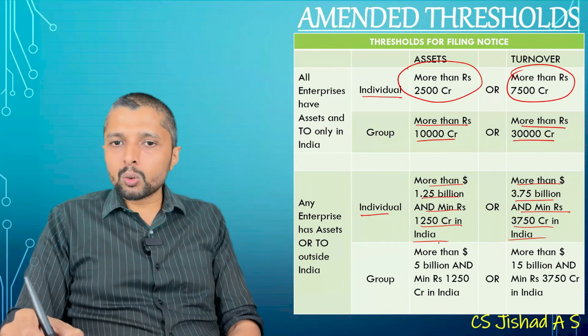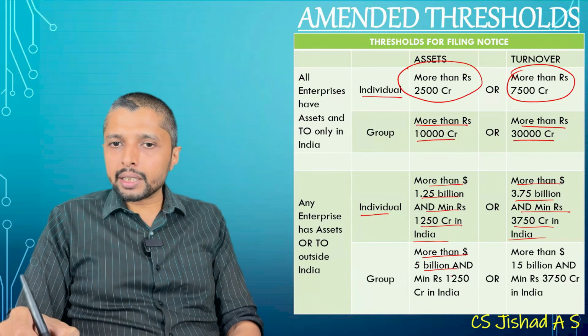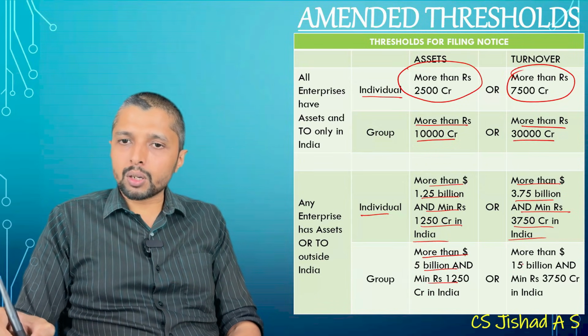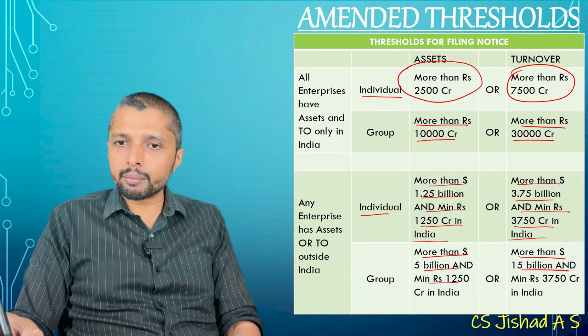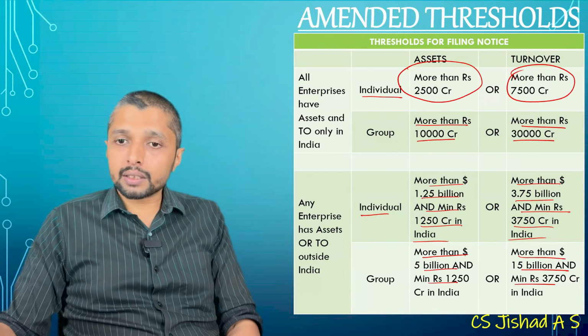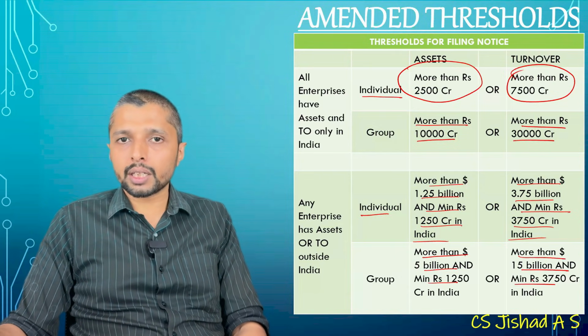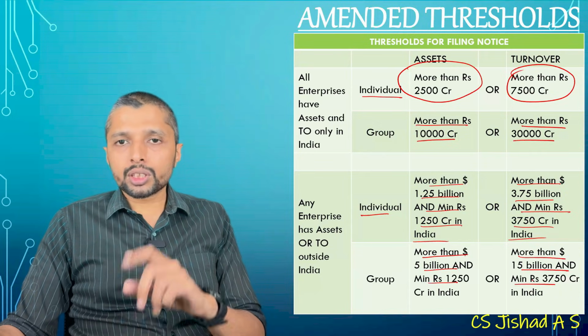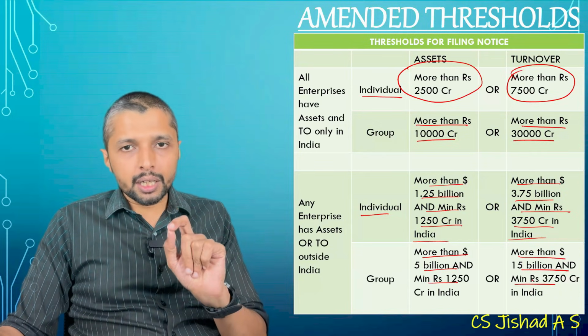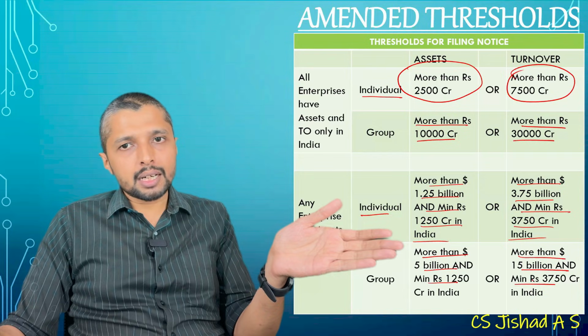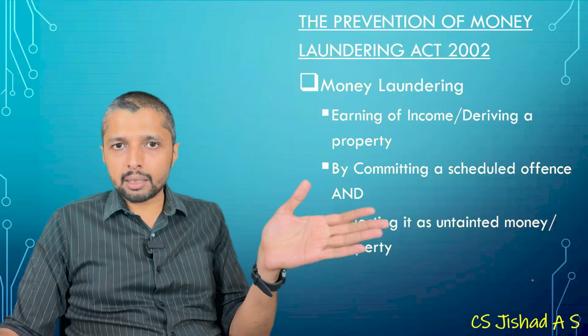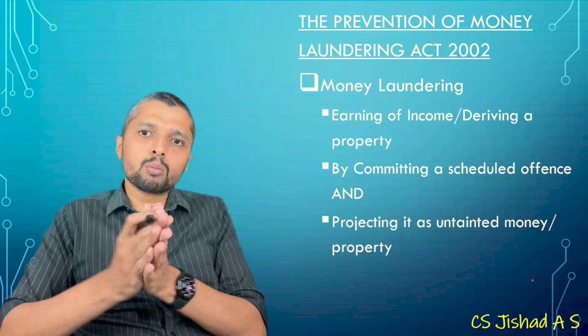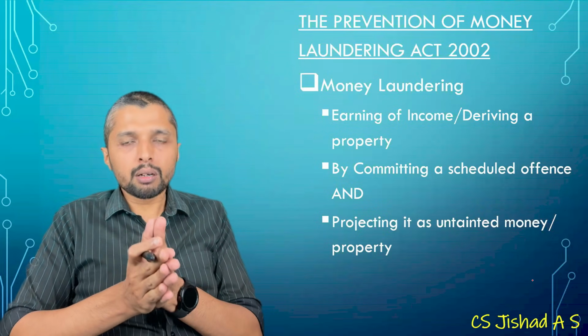Then in the case of a group, it will be more than 5 billion and minimum 1,250 crore in India, or more than 15 billion and minimum 3,750 crore in India. Please note, this provision has undergone amendment from the last examination itself, the June 2025 examination. Now we will move to the provisions of money laundering, PMLA.